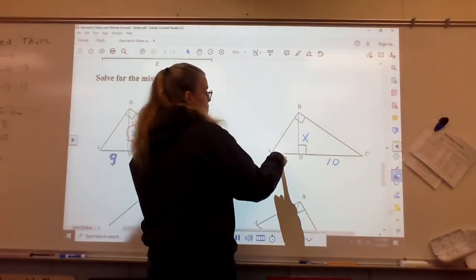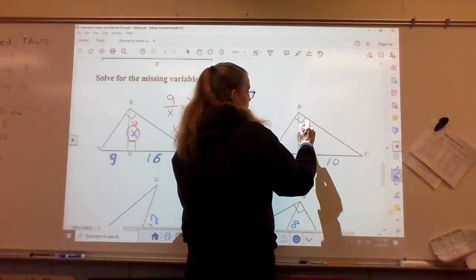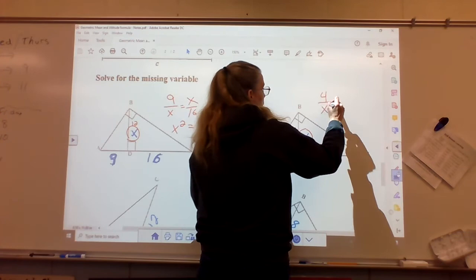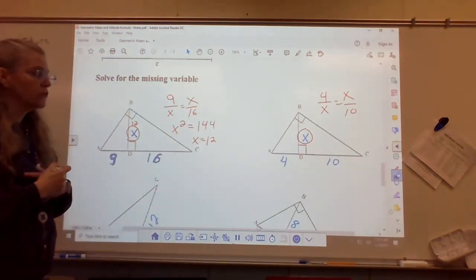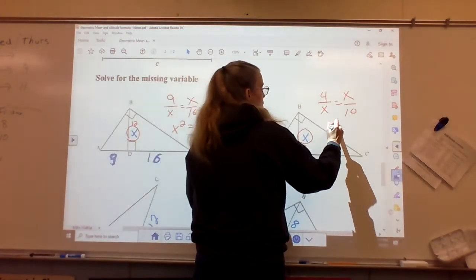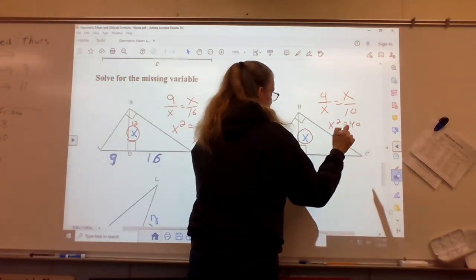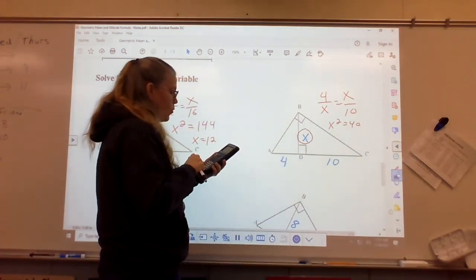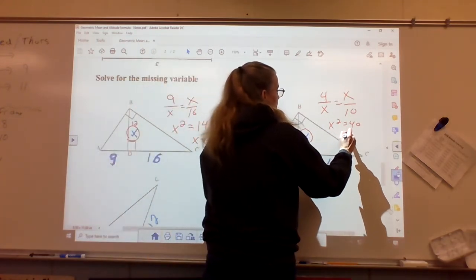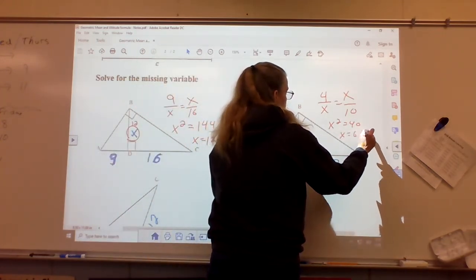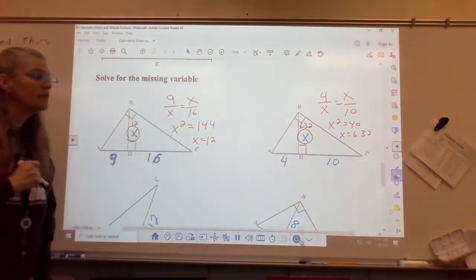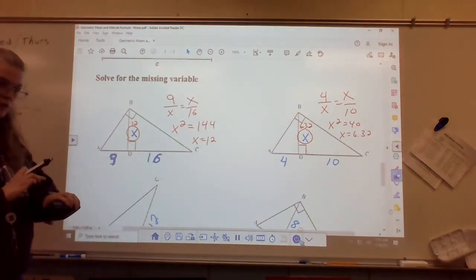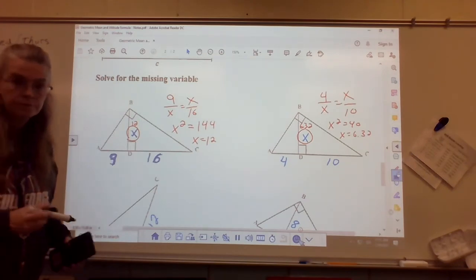So this guy, 4 over X, X gets used twice, X over 10. 4 over X, X over 10. X squared is 40. Take the square root of 40, X equals 6.32. So this is 6.32. So again, if it doesn't come out even, just round to the nearest tenth. Round it off.